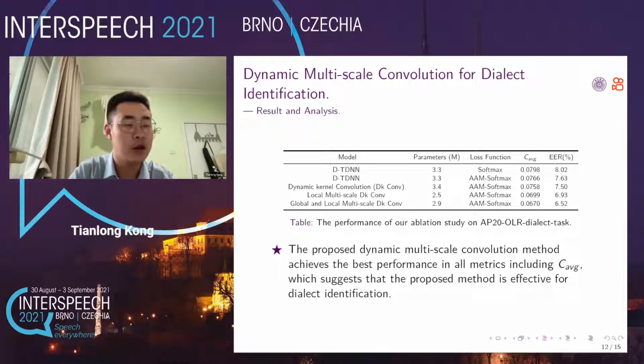Local muscular dynamic kernel convolution combines muscular learning with dynamic kernel convolution, further improving the performance and reducing parameters by 36%, to only 2.5 million, by introducing muscular learning. Besides, local muscular learning within the convolution is effective in reducing the number of parameters, controlled by the hyperparameters. Global and local muscular dynamic kernel convolution denotes a variant of the proposed model which adopts global muscular pooling. Comparing the results of these models, it can be seen that global muscular pooling is excellent for improving the accuracy of dialect identification.